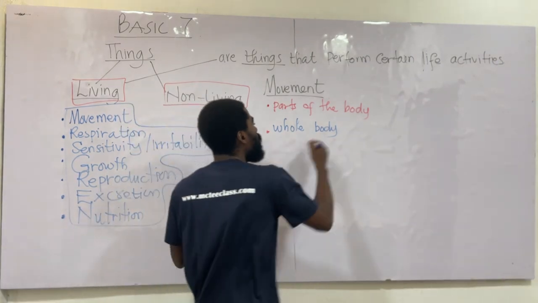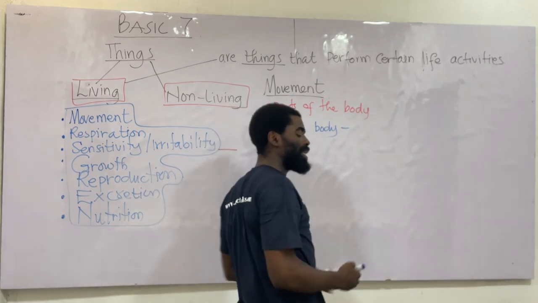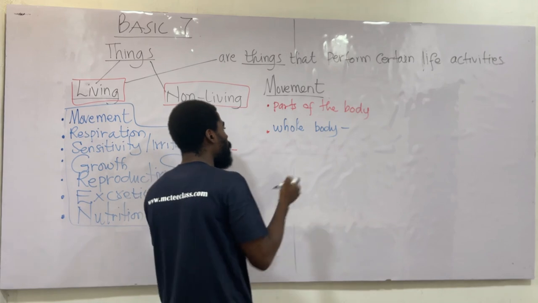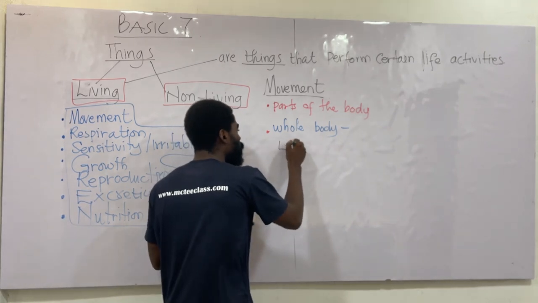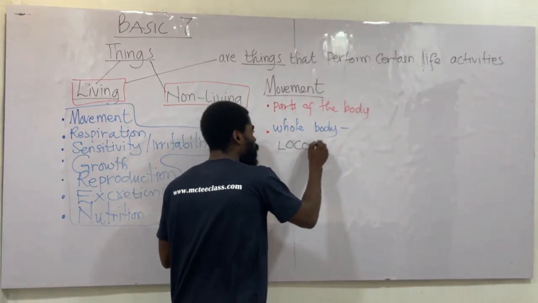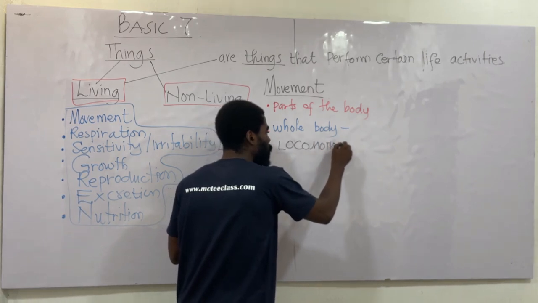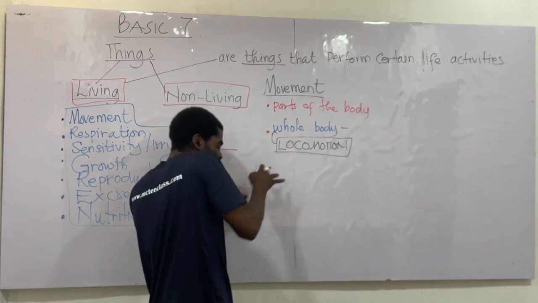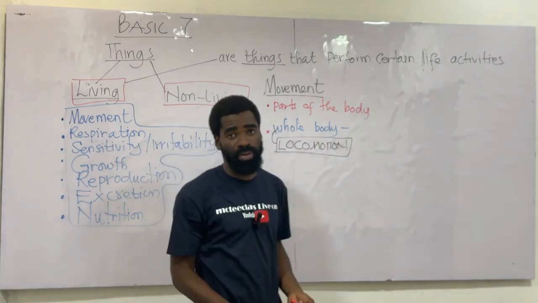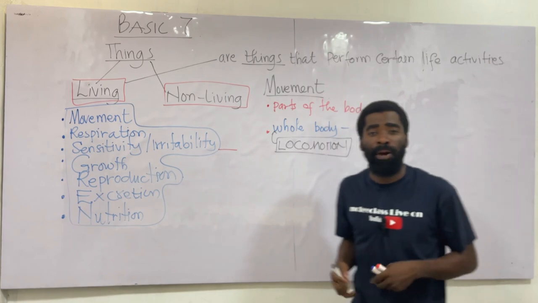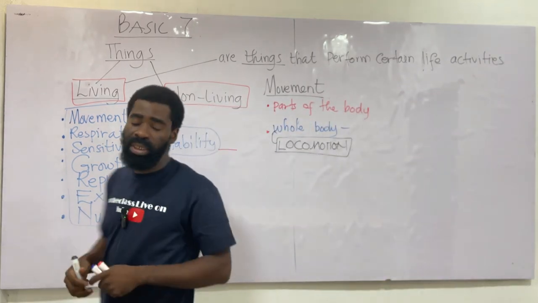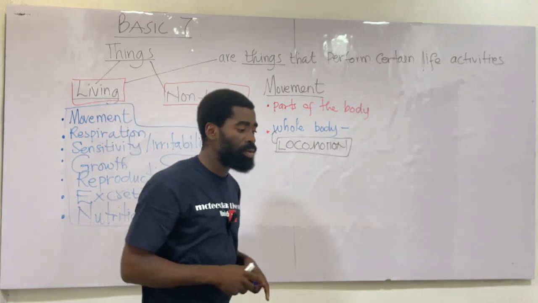When you move the whole body from one place to another, like I just demonstrated, it's referred to as what? Locomotion. So locomotion is when an organism moves its body, the whole body, from one point to another. So we animals or human beings, we can locomote, at the same time we can walk. We can move. So that is locomotion, and that is movement. Good. So that's about that.